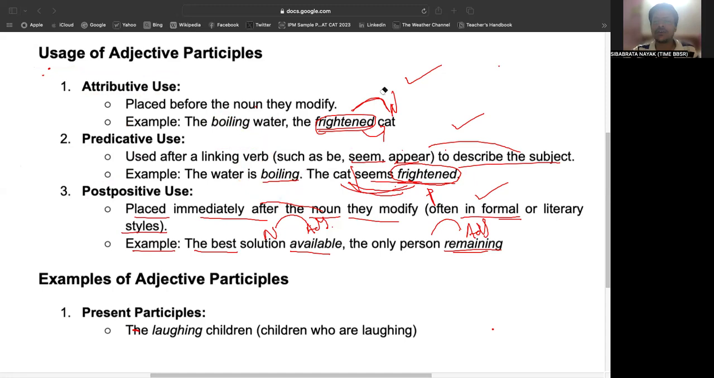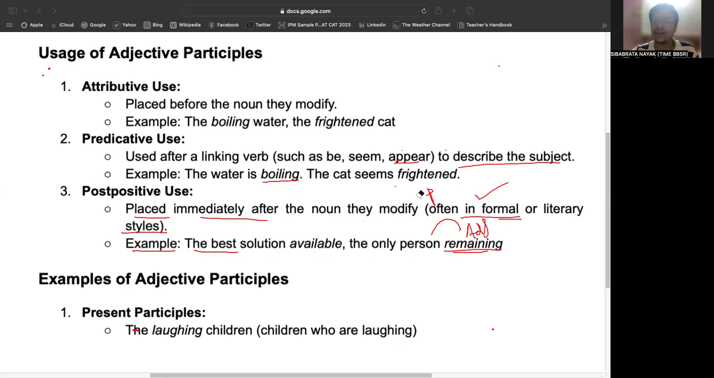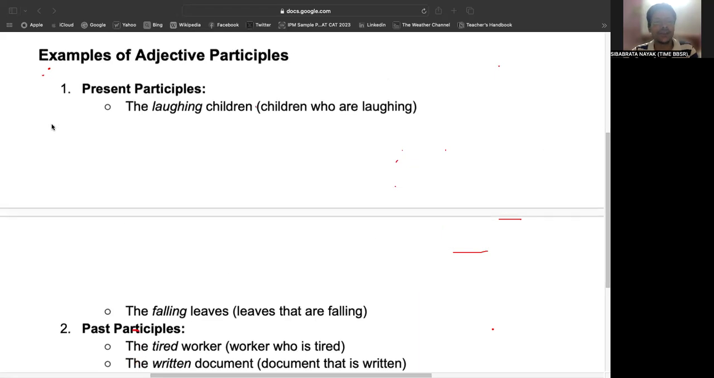Now let's go through some examples and identify the uses of the present participle and the past participle in a sentence, and how we are able to use the adjective participle in a proper manner, right? Let's see that. The first one you would find is an example of what? Adjective participles. So what is that example?